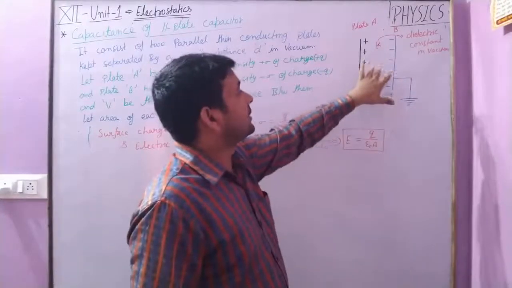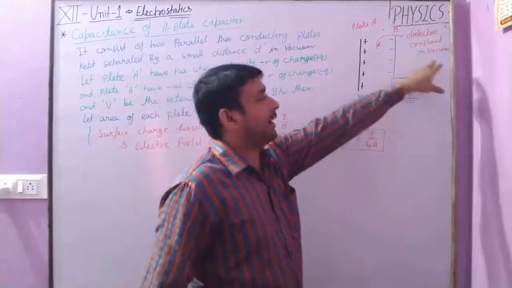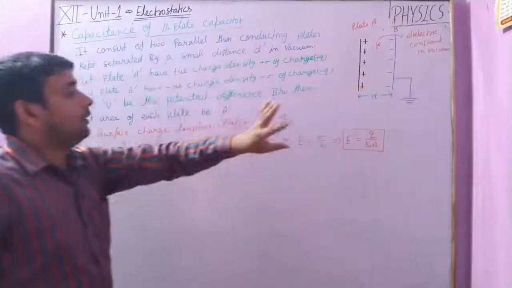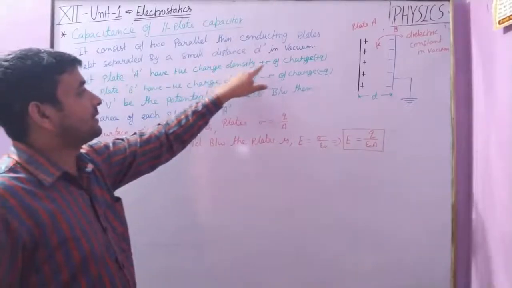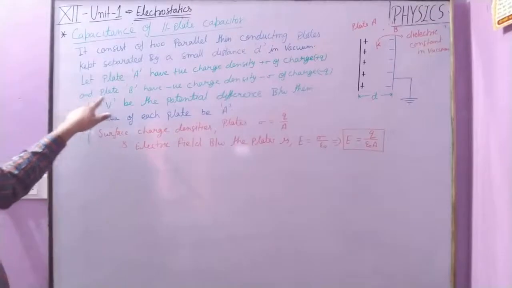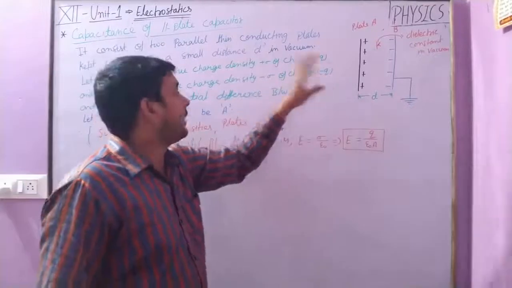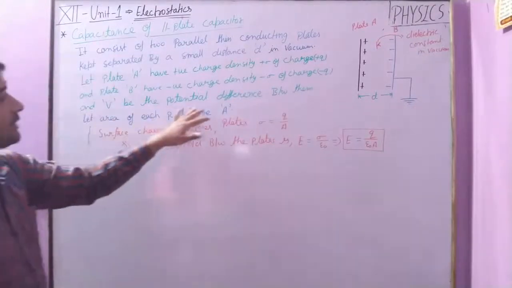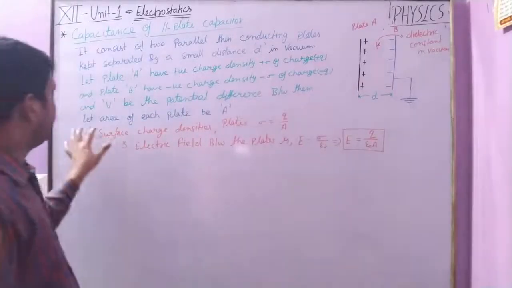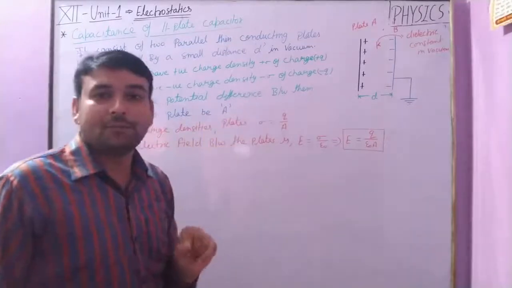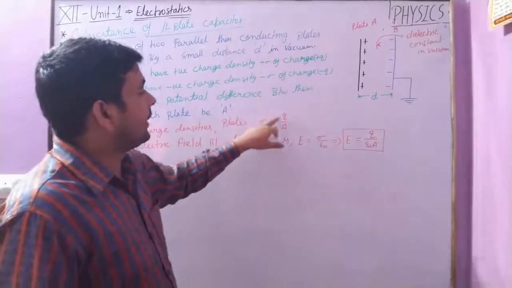Therefore, if the system of the two plates is kept in vacuum or air, then plate A has the positive charge density sigma with charge plus Q, and plate B has the negative charge density minus sigma with charge minus Q, and V is the potential difference between the plates A and B. Let the area of each plate be A. Therefore, according to the definition of surface charge density, sigma is given by Q upon A.